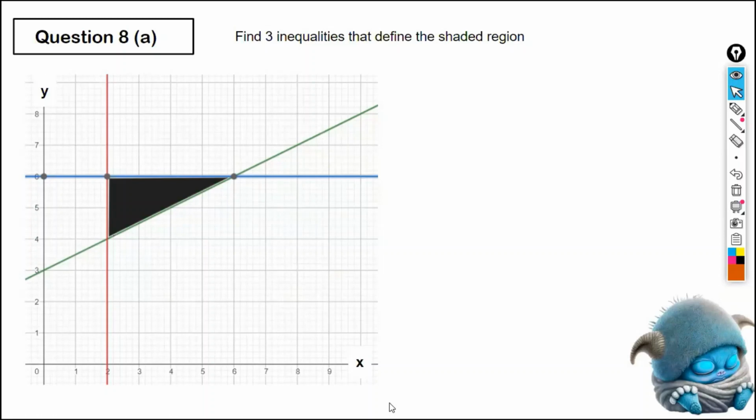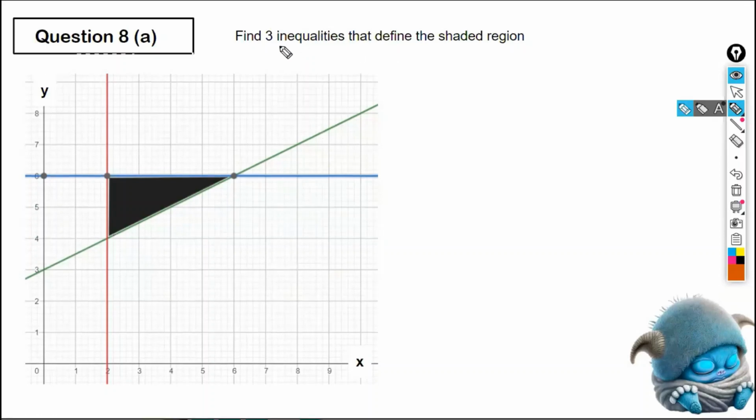Now, this is an inequalities question, which means your answers will have things like more than, less than, more than or equal to, or less than or equal to in it. So you have to send 3 equations across because there are 3 lines that are bounding the shaded region. So I look forward to seeing your answers on the chat. Good luck.